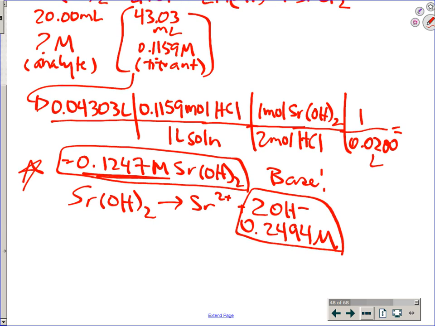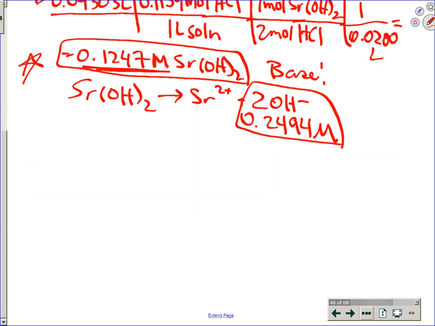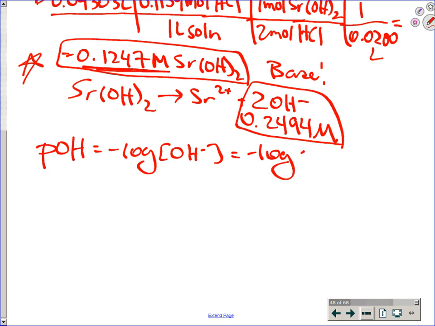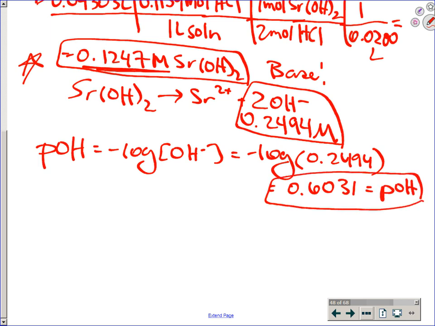So can you guys calculate for me? My little human calculators. This goes into pOH equals negative log of the OH concentration. So it's negative log of 0.2494. I'm good with that. Okay, so that's pOH, right? So then if that's pOH, how do I get to pH?